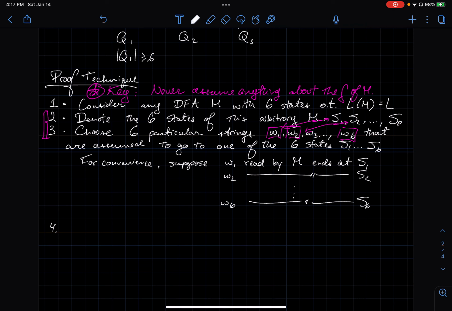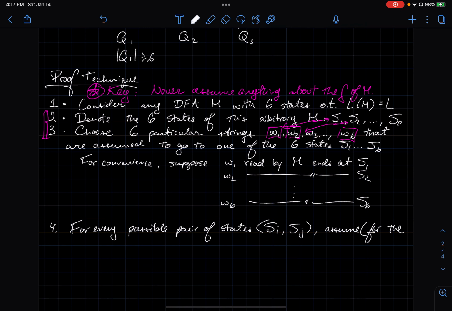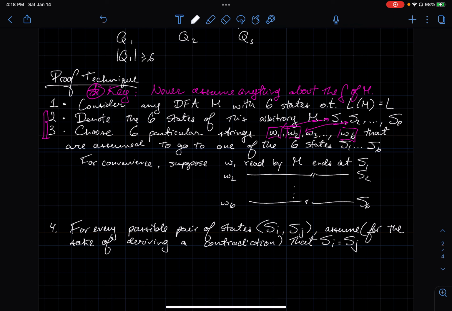What I do is, for every possible pair of states, Si, Sj, I assume, for the sake of deriving a contradiction, that these 2 states are in fact the same, okay?